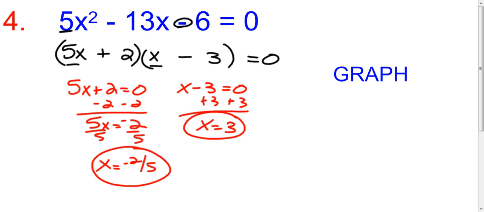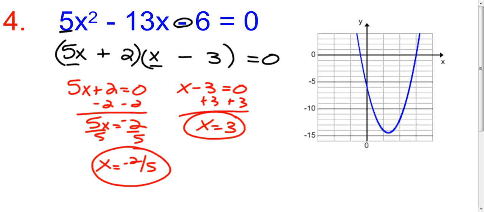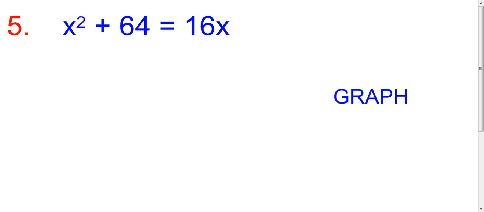So what that tells me about my graph, one more time, are the spots where that parabola crosses the x-axis. And I know this is a parabola because it has an x squared term in it, so it's a quadratic function. It gives me the two spots where that parabola crosses the x-axis. And you can see that it's justified here with a graph. It does cross at 3, and it does cross at negative 2/5. Okay, so we'll factor a couple more and look at some special cases here.